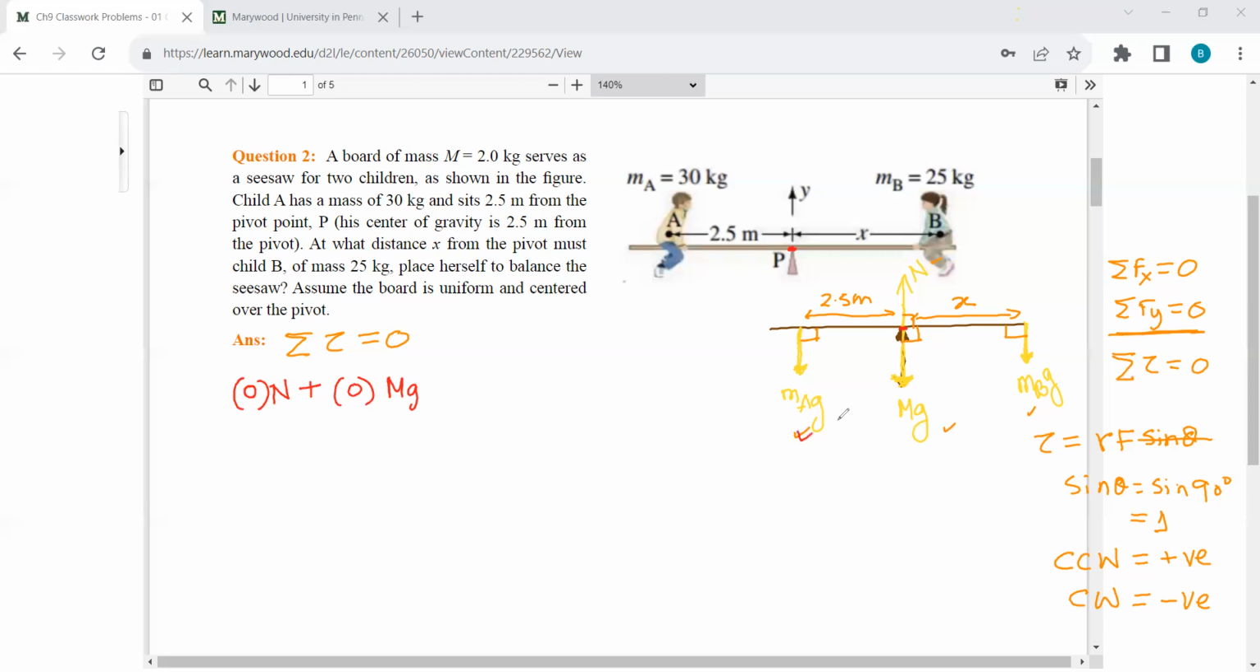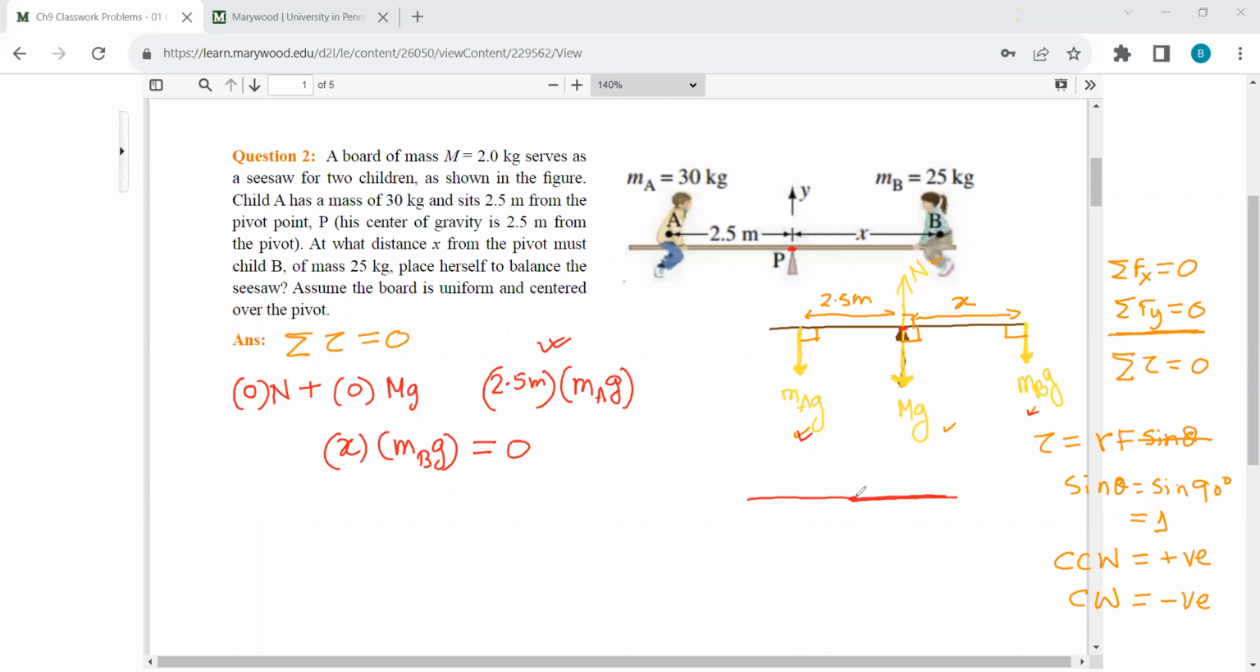Now for this force and this force, let's see what we have. For the boy, we can write 2.5 meter times M_A g, and for the girl, we can write x times M_B g, and that is equal to 0. Now we have to decide the signs of these two terms. To decide this, let's say we have only one force. Let's first talk about the boy's sign. Let's say this is the seesaw board and the axis is this.